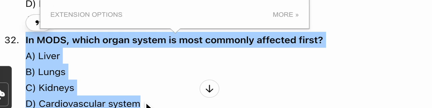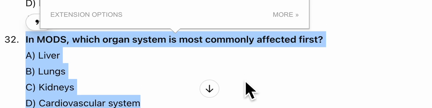In MODS, which organ system is most commonly affected first? A. Liver. B. Lungs. C. Kidneys. D. Cardiovascular system.